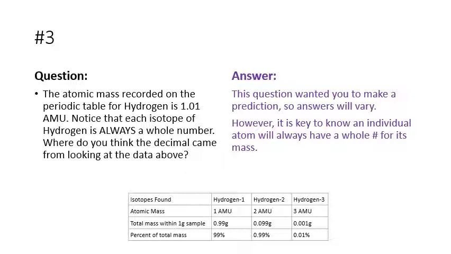Question number 3 is asking, why do you think the average on the periodic table is 1.01? And this is a bit of a prediction question, so answers will vary, but it's very key. I want you to remember that an individual atom will only have a whole number because it's going to have a whole number of protons and a whole number of neutrons. You can't have part of a proton or part of a neutron.